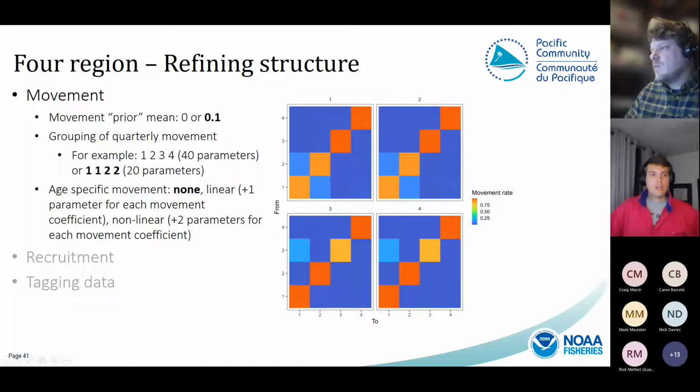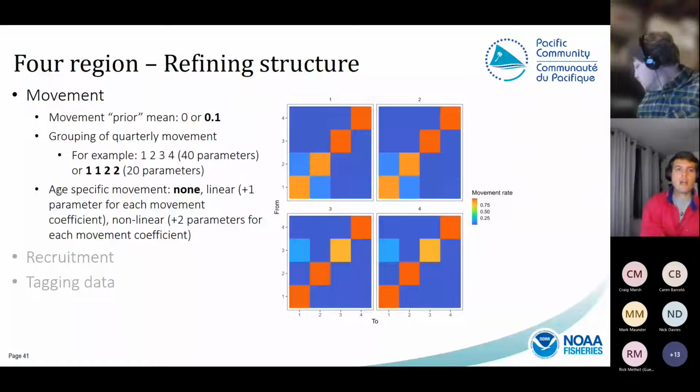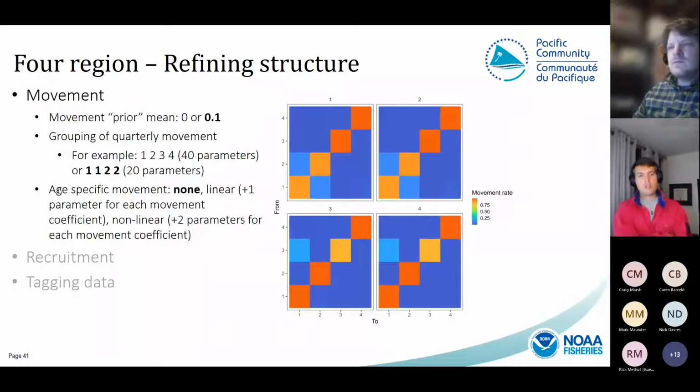And then we also looked at whether there was, I guess, information available to estimate age-specific movement. So we considered estimating age-specific movement as a linear function of age or a nonlinear function of age, so a logistic ramp in terms of the movement rates. So that's either adding 1 parameter for each movement coefficient or 2 parameters for each movement coefficient. And none of that added complexity was supported by increases in fits to the data. So we just left it at no age-specific movement.